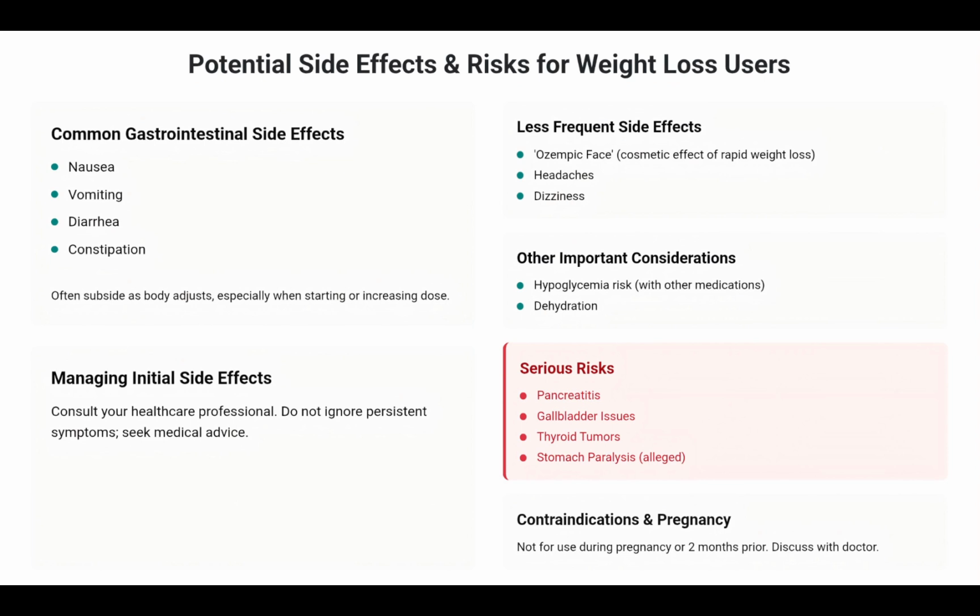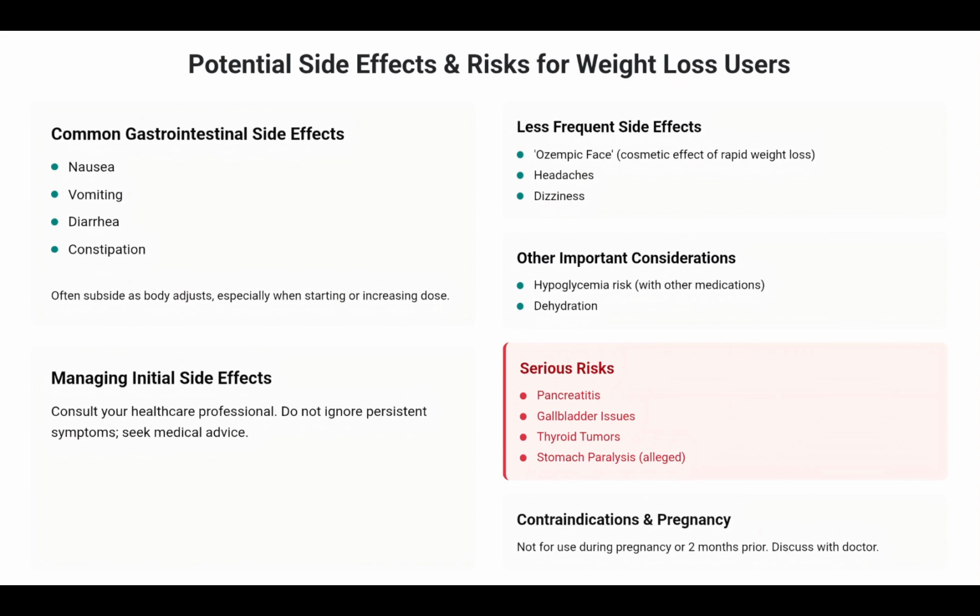Thyroid tumors: animal studies show an increased incidence of thyroid C-cell tumors with semaglutide. While not definitively demonstrated in humans, Ozempic carries a black box warning and is contraindicated in patients with personal or family history of medullary thyroid carcinoma or multiple endocrine neoplasia type 2. Stomach paralysis, meaning gastroparesis. There have been alleged cases. While the mechanism is plausible given the gastric emptying slowing effects, clinical evidence is still evolving.